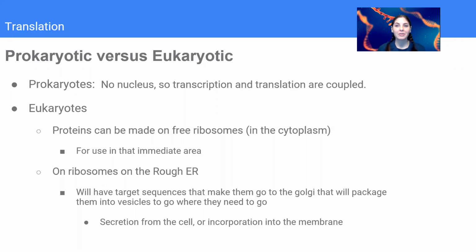In eukaryotic cells, because they have those membrane-bound organelles that serve different functions within the cell, we also have rough endoplasmic reticulum. Now, the rough endoplasmic reticulum is studded with ribosomes, and those ribosomes are going through the process of protein synthesis. Now, proteins that are synthesized on the rough endoplasmic reticulum typically will get transferred to the Golgi apparatus. That Golgi apparatus will then package those proteins into vesicles and ship them out where they need to go. Many times they'll be secreted from the cell, or they'll be incorporated into the plasma membrane.